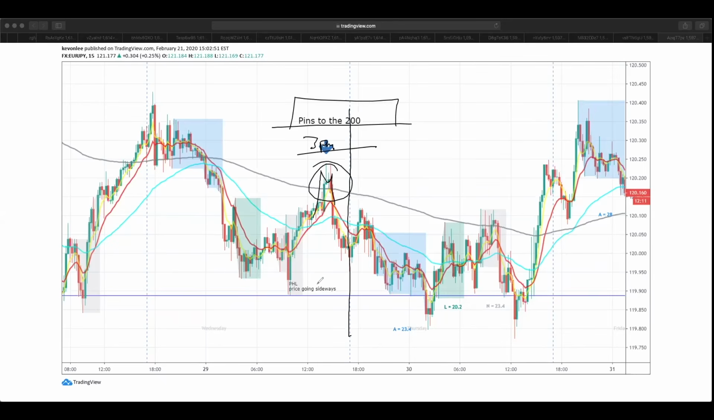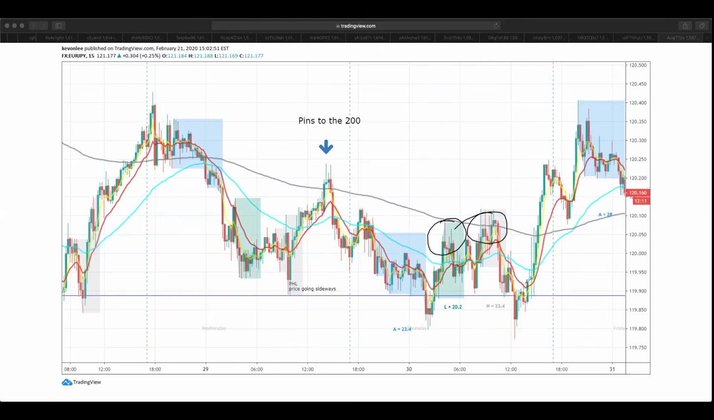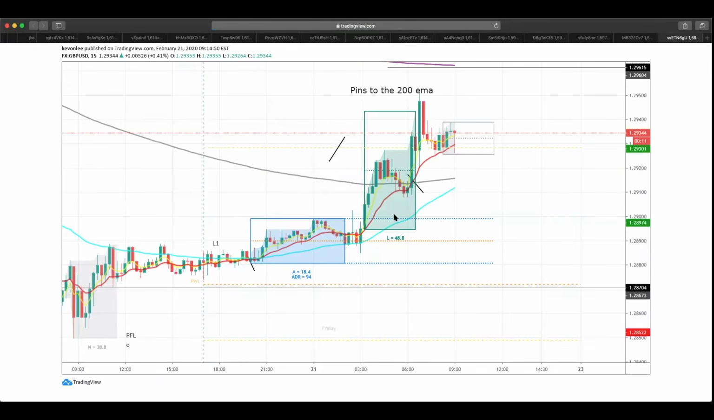Okay. So is this a pins to the 200? Yes, but it's not tradable. So it's not the ones that I'm really looking for. I want you guys to focus more on pins to the 50, pins to the 200 that are actually tradable, and something that's tradable, like something like this up here, something like this over here. So stuff like that. Let's see. So pins to the 200 EMA.